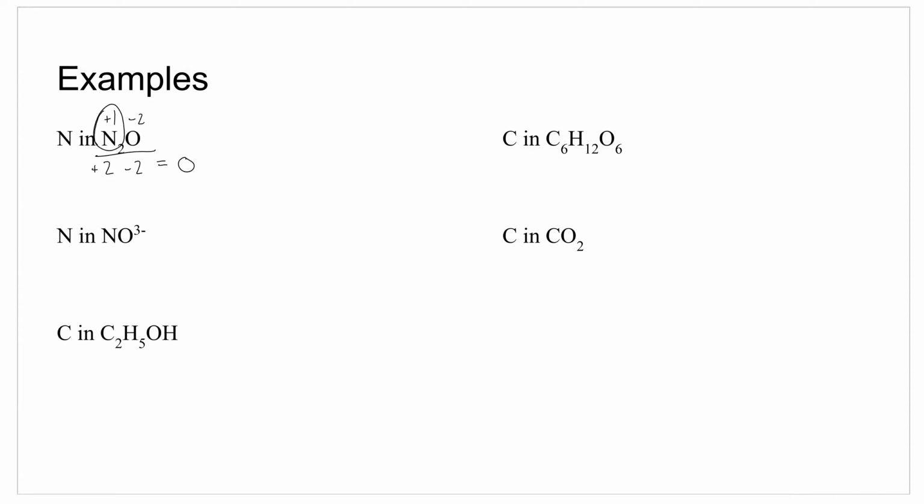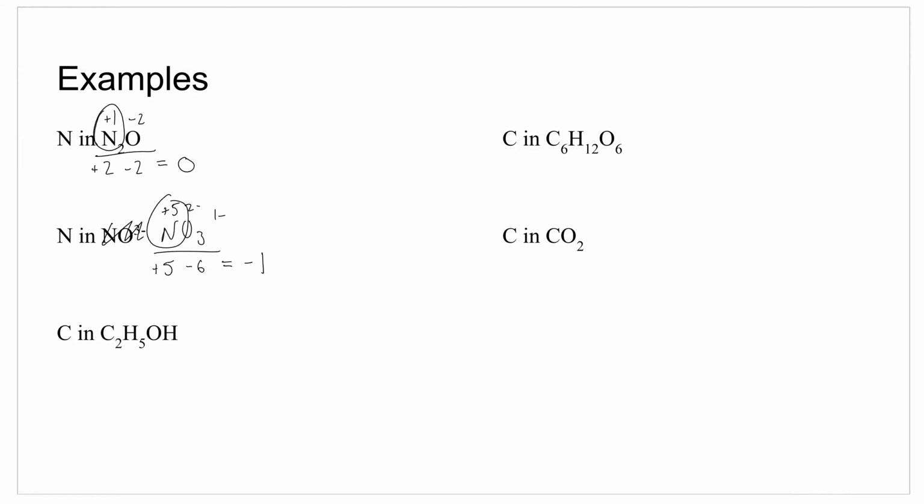Now let's look at nitrogen in NO3, 1 minus. Again, oxygen has a -2 oxidation state. There are 3 of them, which gives us a -6 oxidation state. This has to total -1 because the charge of my ion is 1 minus. That means nitrogen must have a +5 oxidation state. There's only one of them, so this nitrogen has a +5 oxidation state.